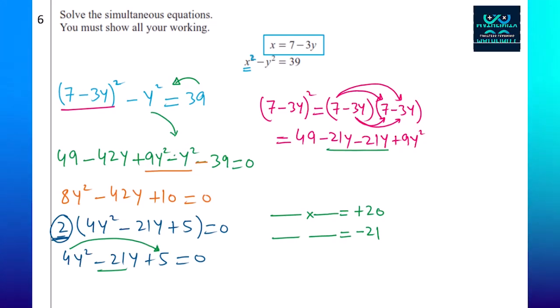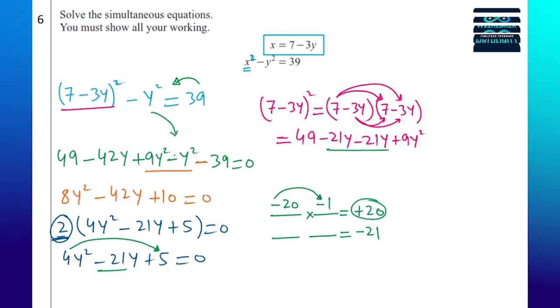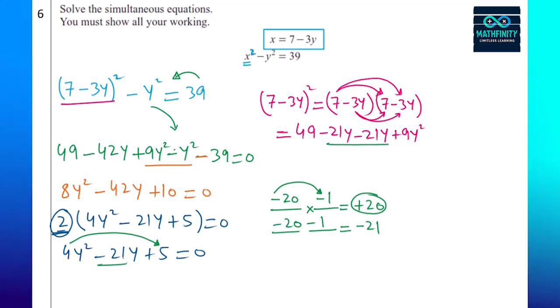Okay. Now go to table 4. 4 times 5, 20, but we will not be able to get 21. So I think 20 and 1. 1 and 20 is better. So negative 20 and negative 1. When you multiply same signs, you will be able to get positive, and negative 20, negative 1, we will get that. So these two factors we found.